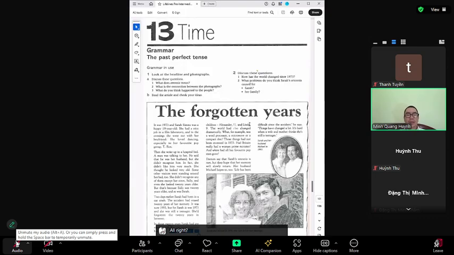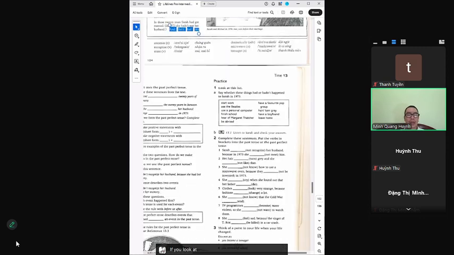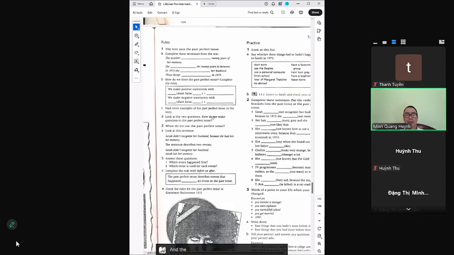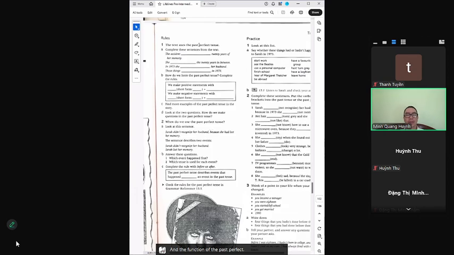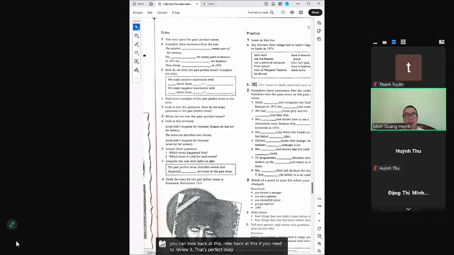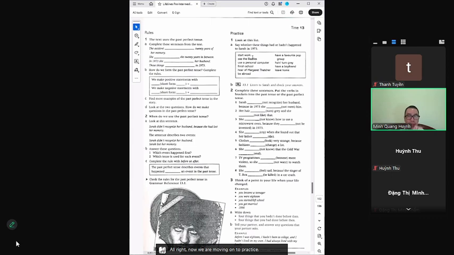Okay, so that's the past perfect for you. If you look at the next page, you see they tell you about the form and the function of the past perfect. You can refer back at this if you need to review the past perfect. All right, now we are moving on to practice.